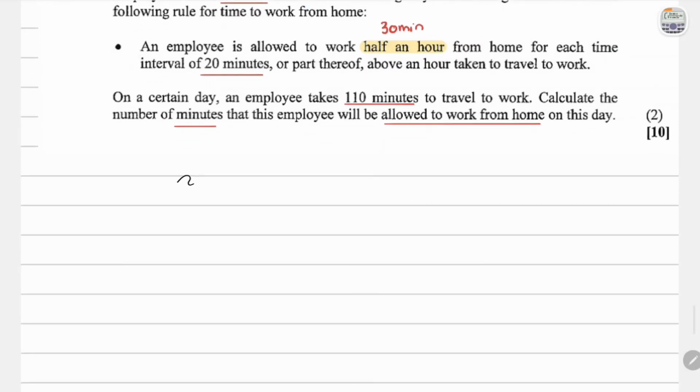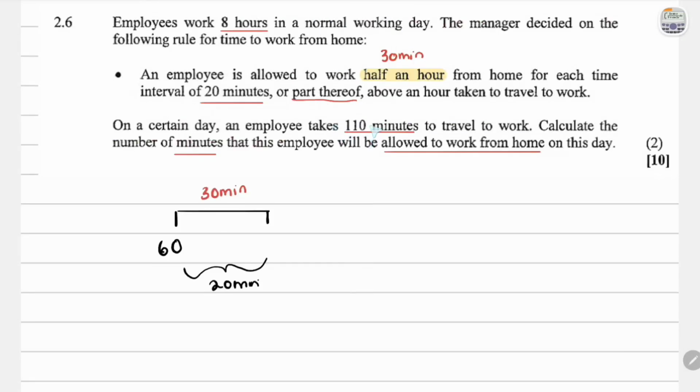So here's the thing. They are already going to work from home if it takes them longer than 60 minutes to get to work. Now, each 20 minutes above this, and they say or part thereof, or part of that 20 minutes, so each 20 minutes above this, you get to work from home for 30 minutes. So if you took 20 minutes extra, or 20 minutes more than the 60-minute requirement, then you're going to get to work from home for 30 minutes.